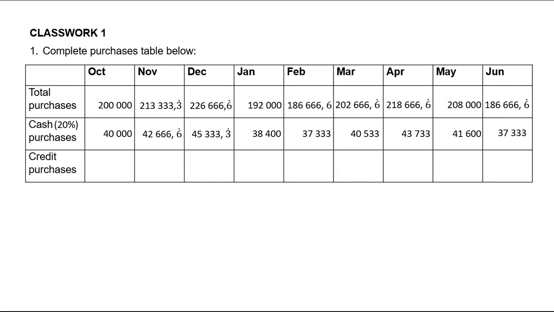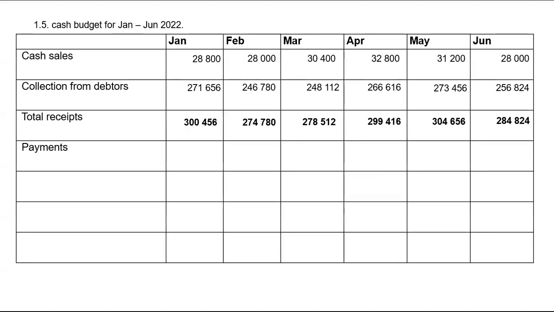The cash purchases that fall into the budget period from January to June, you take them straight to your cash budget under purchases and the payments, that is. That's it.